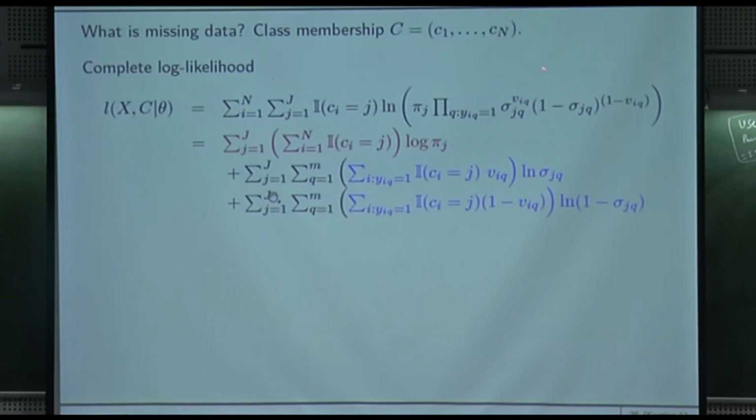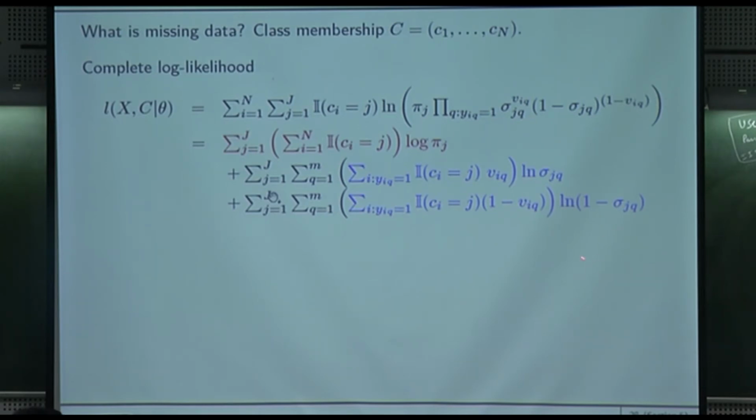The class membership is unknown, so here's what I'm going to do. I'm going to write the complete log likelihood. I'm going to figure out what is going to be the likelihood if I knew both the class membership as well as the answers. So there is the likelihood if Ci is equal to j, if I know that the ith customer belongs to the jth class, then the likelihood is going to be pi j times the product over yiq equals 1 of this quantity.